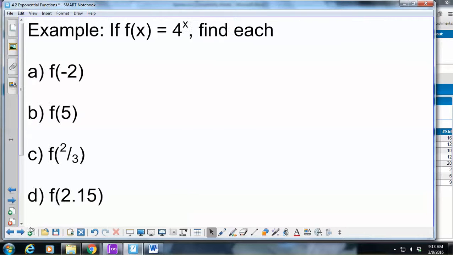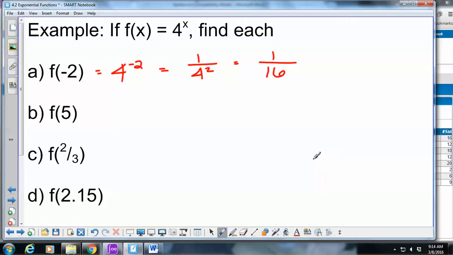So let's just evaluate a couple exponential functions. My function is f of x equals 4 to the x power. If I want f of negative 2, we plug that in, and that gives me 4 to the negative 2 power. Now we've worked with exponents before. What does a negative exponent do? So that's 1 over 4 squared, which is 1/16.